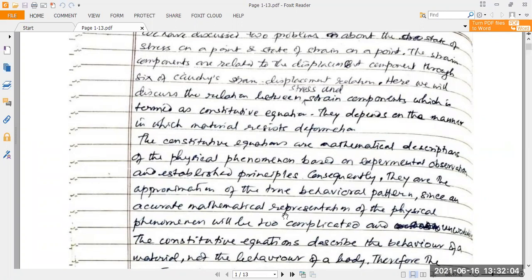They are also an approximation. All these equations are an approximation of the behavioral patterns, since an accurate mathematical representation of the physical behavior is extremely difficult and complicated. So we never go for that, because whatever the practical problem may be, we have to use all these equations to know our stress and strain condition in practice.